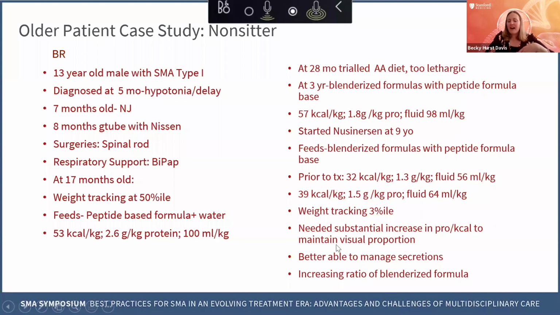I think that he will probably remain on a feeding tube for the rest of his life, but we are now working to increase his ratio of blenderized formula to peptide-based formula so that he has more of the blenderized formula, and to just continue to monitor his calories and growth and make sure that he remains appropriate on his growth curve as he gets older.